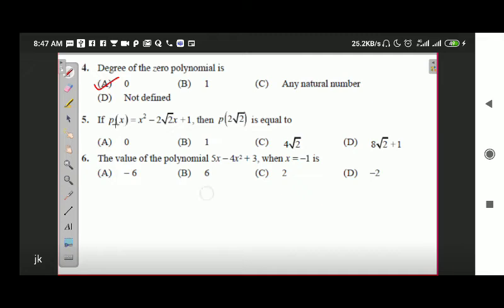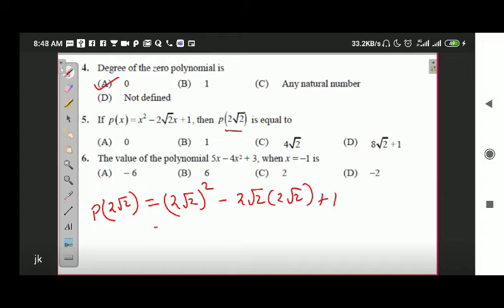Next, p(x) is a polynomial given to us as x square minus 2 root 2 x plus 1, where x is outside the square root. We have to find the value of p(2 root 2). So instead of x we will write 2 root 2. So this will be 2 root 2 whole square minus 2 root 2 into 2 root 2 plus 1. So this will be 8 minus 8 plus 1, and your final answer is going to be 1. So the value of this polynomial at 2 root 2 is 1.